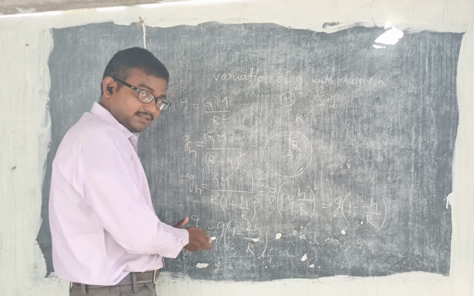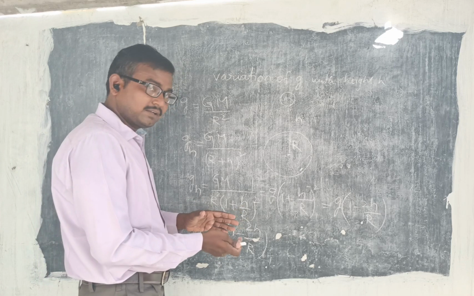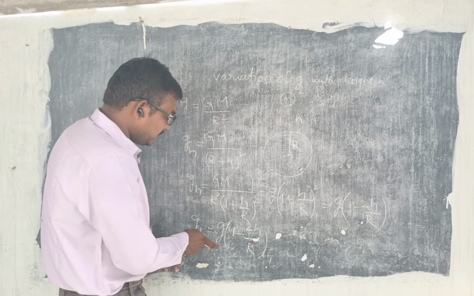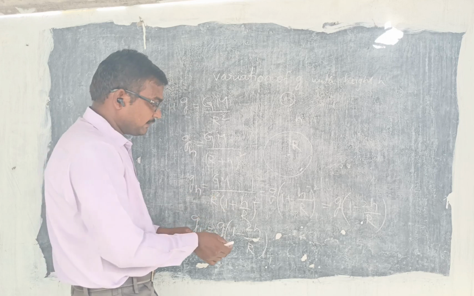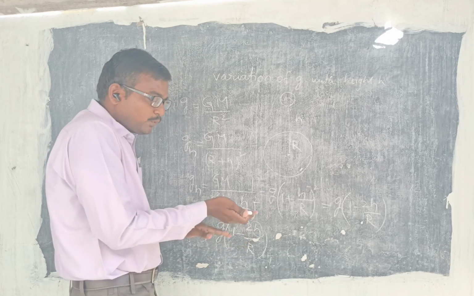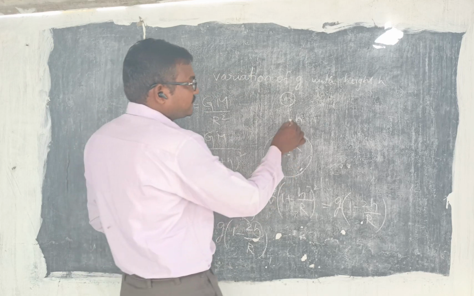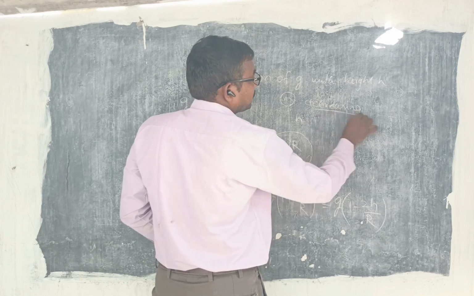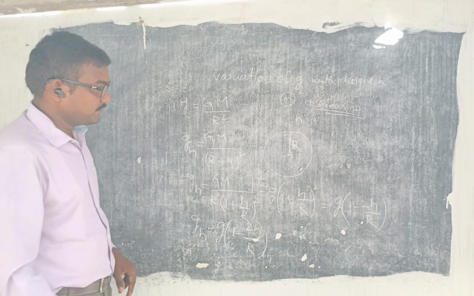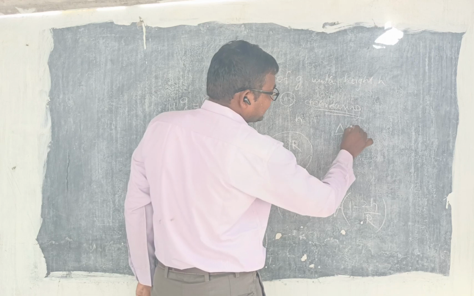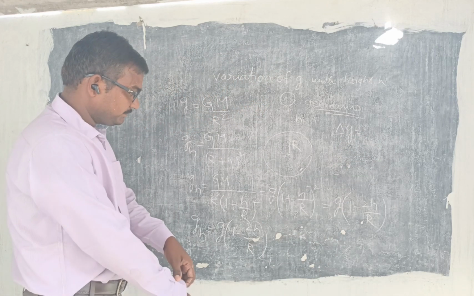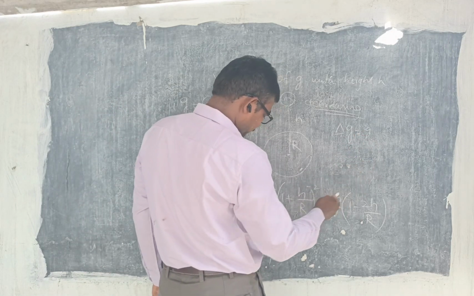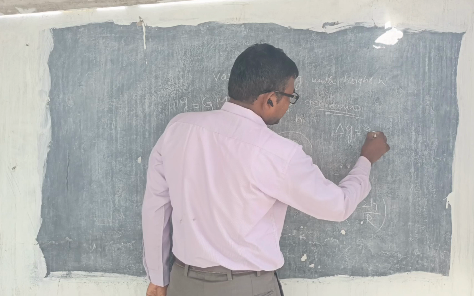The value of g is increasing or decreasing depending on the height. See, the value of g is decreasing by increasing the height. If you move away from the ground, the value of g is decreasing. Suppose if you take the fraction delta g, that means g minus gh.